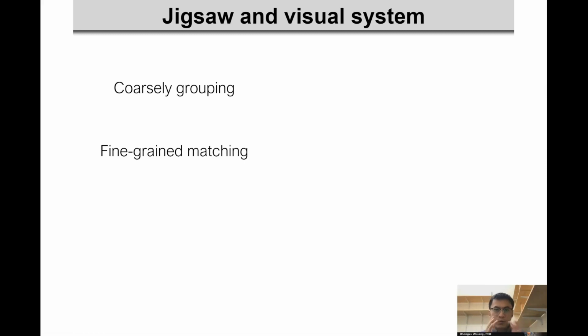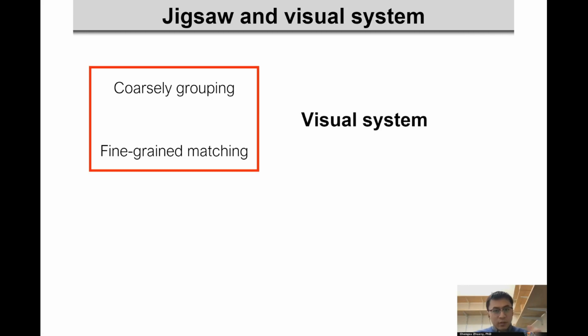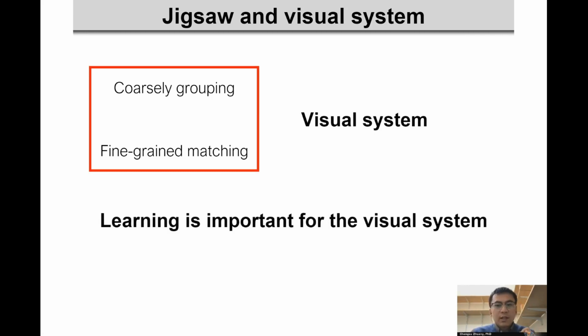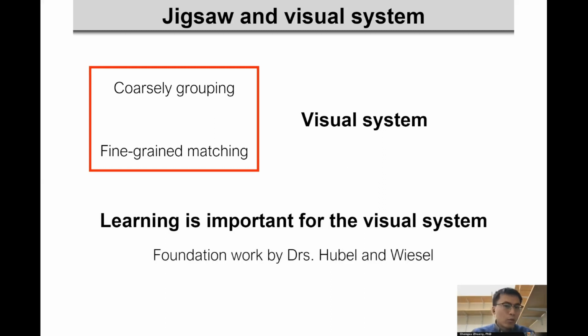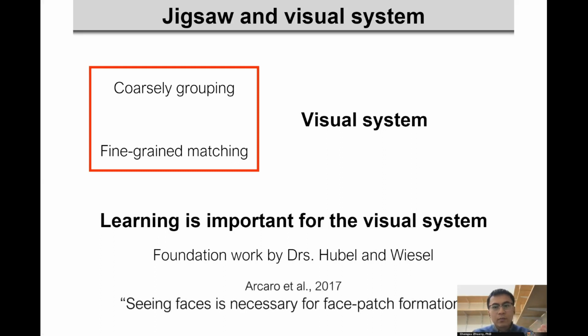So these are the two general strategies I talked about in solving jigsaw puzzles: coarsely grouping things and fine-grained matching them to the original picture. Both of them are done by the visual system. And we know that learning is actually important for the visual system. We know that from earlier foundational work by Drs. Hubel and Wiesel, and also more recent work where people have found that seeing faces is necessary for face patch formation in primates.